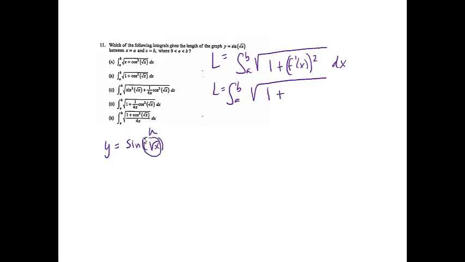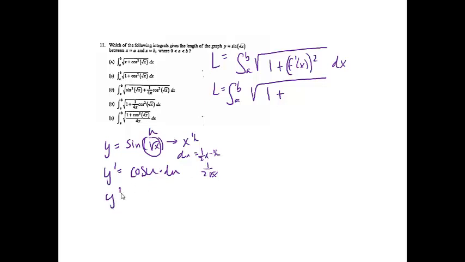I'm going to let what's inside be my u. So I'm going to have the sine of u. The derivative of sine of u is cosine u times du. And just keeping in mind that if I have x to the 1/2, du will equal 1/2 x to the negative 1/2, which reduces to 1 over 2 square root x.